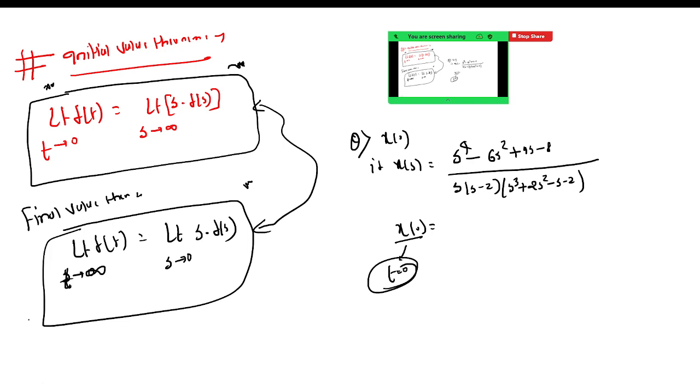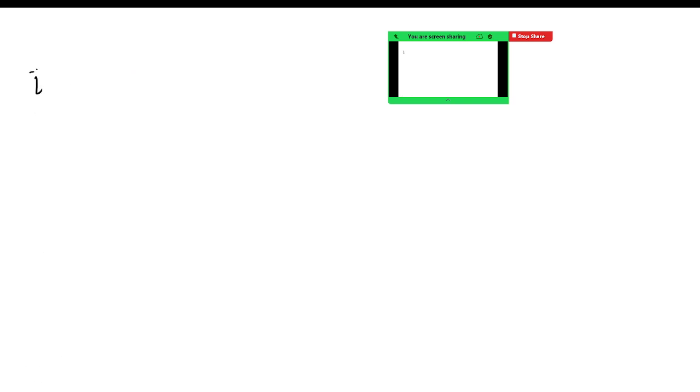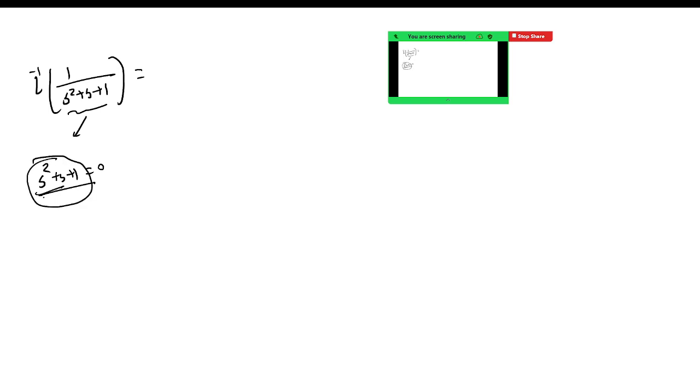Again, for the inverse Laplace transform of 1 upon s square plus s plus 1, either you break this term into this form. Let's say s square plus s plus 1 equals 0. This is a quadratic, so you can calculate the roots of this quadratic equation, or you can write it as (A plus Bs) upon (s square plus s plus 1), right?